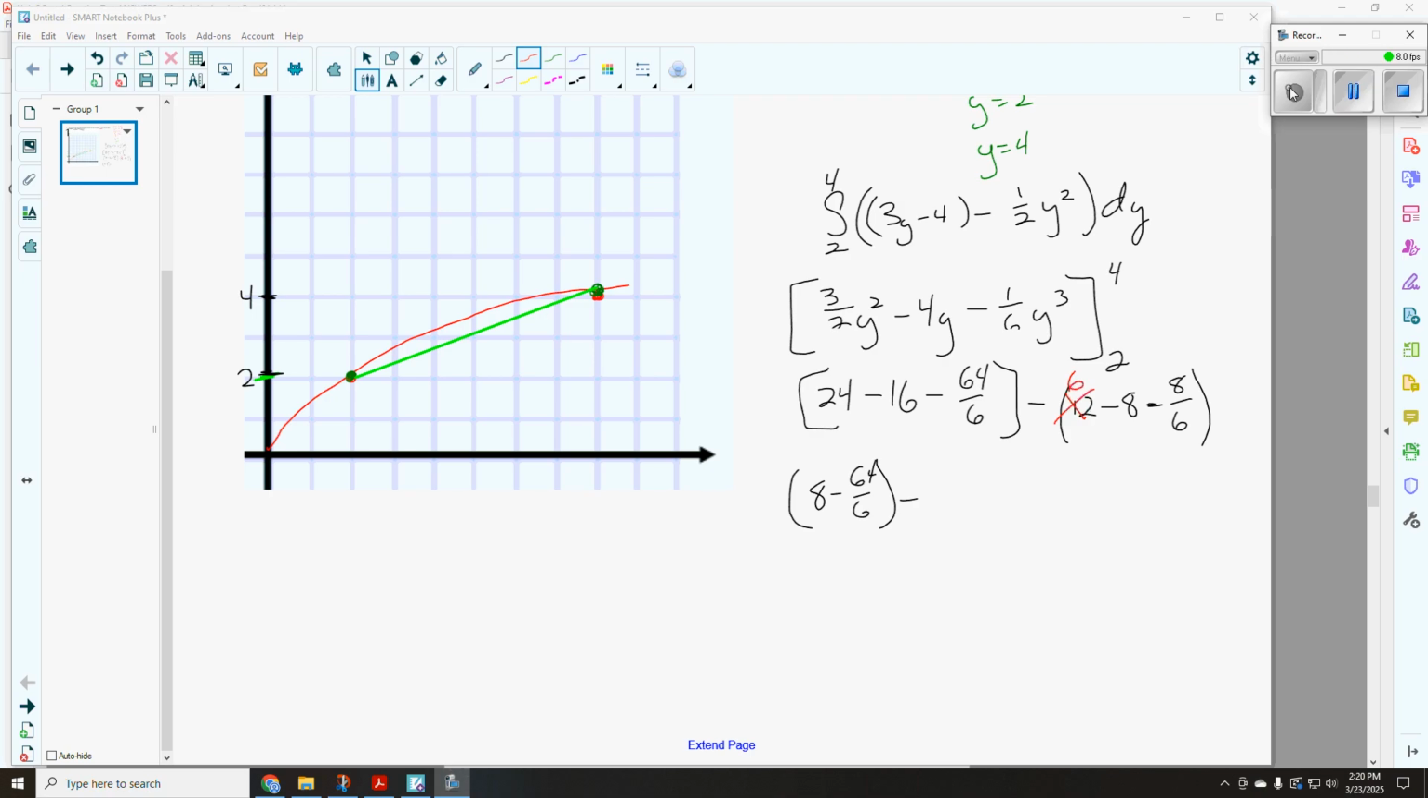So continuing on here, I have 8, and then 6 minus 8 is -2, and then it's going to be plus 8/6. So I have 8 minus -2 is +10, and minus 64 plus 8/6 would be minus 56/6, and that is one of the answers.